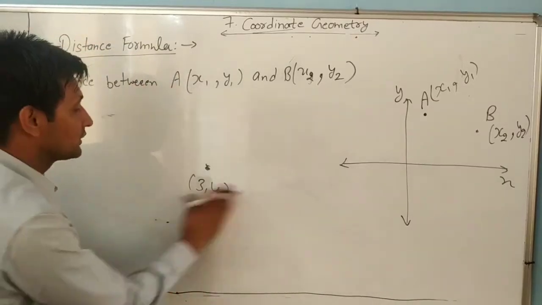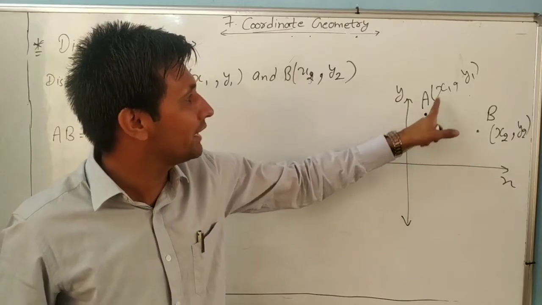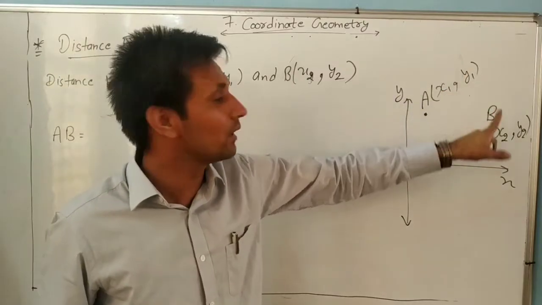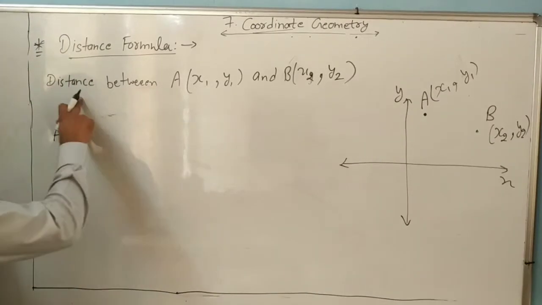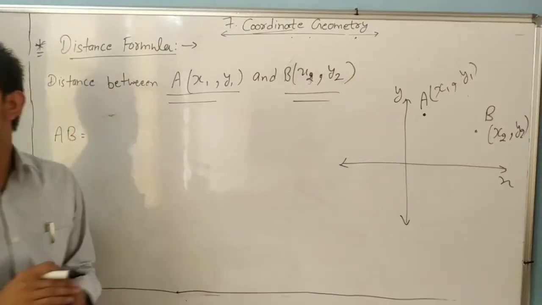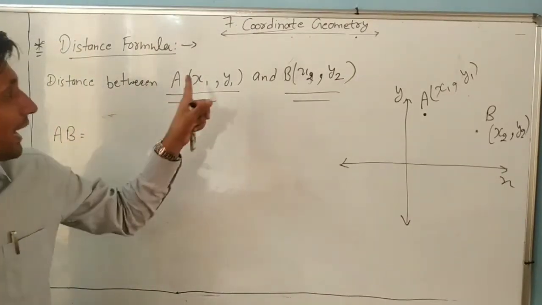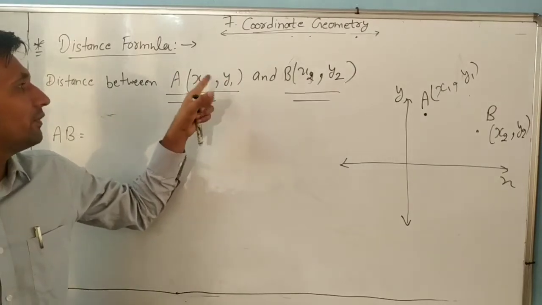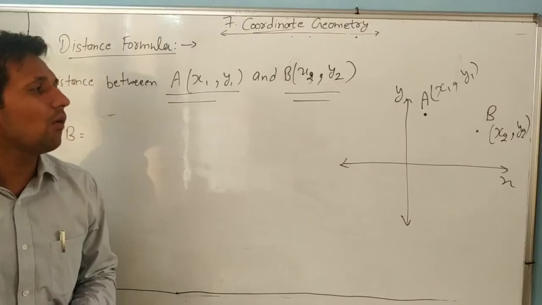Understand or not? So same as it is, I take A here, B here. So A has coordinates x1 and y1, and B has coordinates x2 and y2. Now we have to find the distance between A and B, because every point has two coordinates, x and y. Maybe 5, 3. Maybe -4, 5. Any numbers. So now how to find the distance?